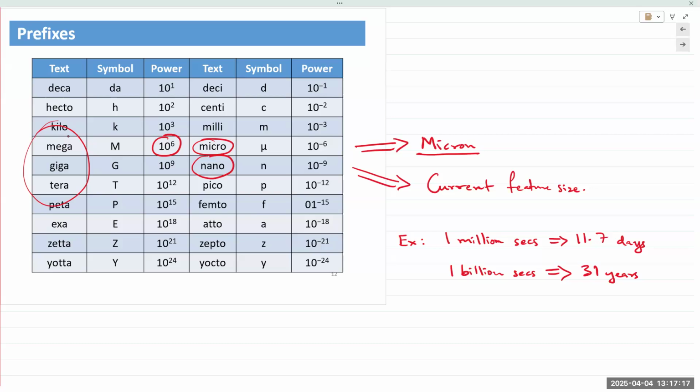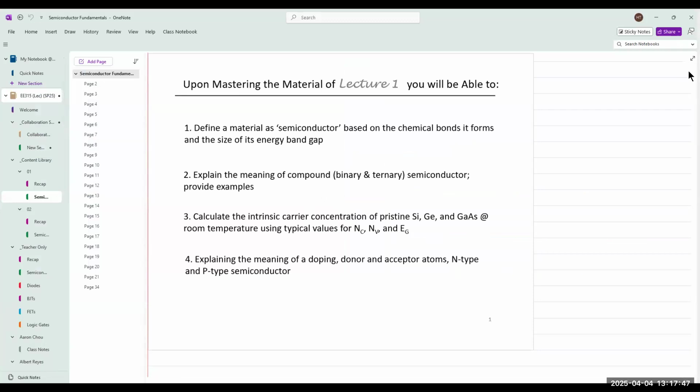Anyway, just to point out how one order of magnitude, going from 10 raised to 3 to 10 raised to 6, 10 raised to 9, is exponential multiplication. But regardless, the point is that you should at least be familiar with the middle of the table. These are the most commonplace unit prefixes that you will encounter as an engineer. Okay. All right, so let's get started with semiconductor fundamentals.